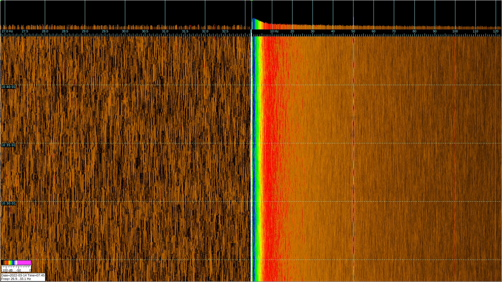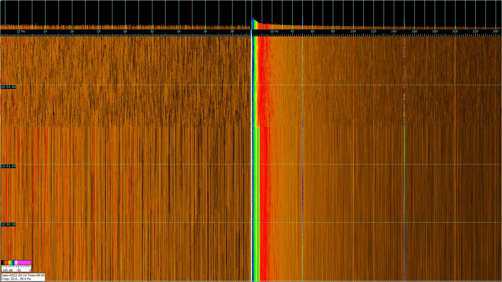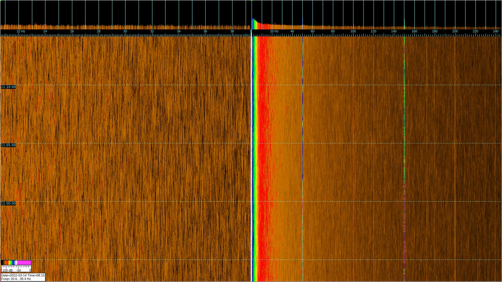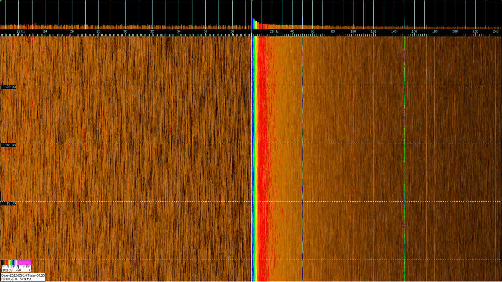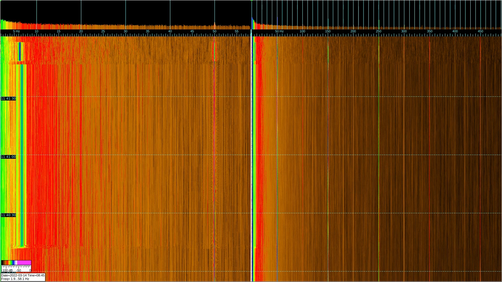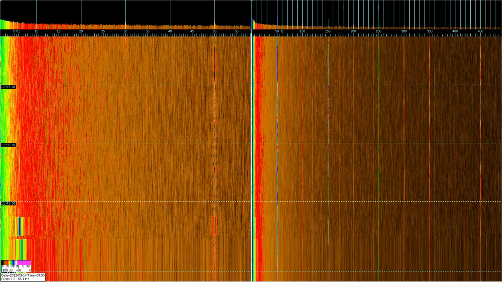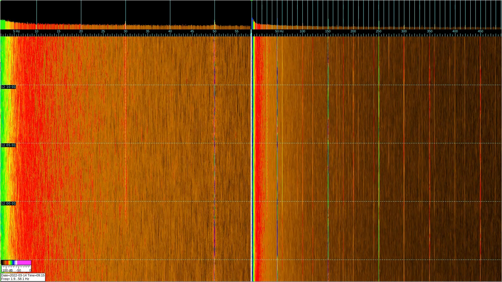50 Hz is the local power grid, 60 Hz is the US and Japanese power grid. Higher harmonics at intervals of 50 Hz are classified as mains interference if they are visible at the same time. Many higher harmonics are related to interference from household appliances.